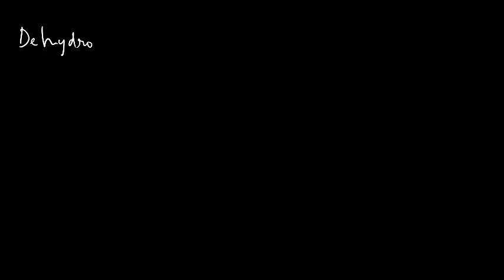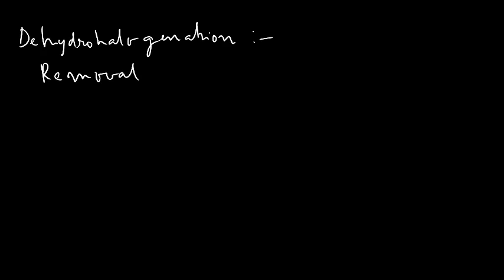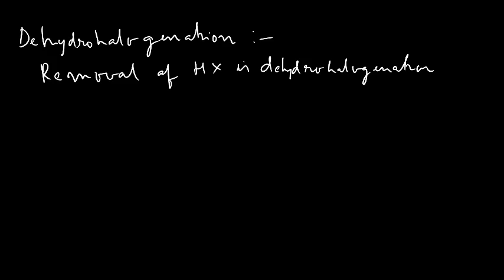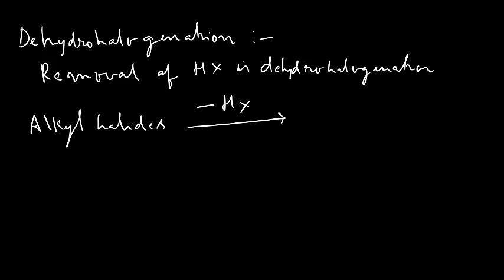Dehydrohalogenation. What is dehydrohalogenation? Removal of hydrogen halide is dehydrohalogenation. So alkyl halides undergo dehydrohalogenation, minus HX, and of course we get alkene.